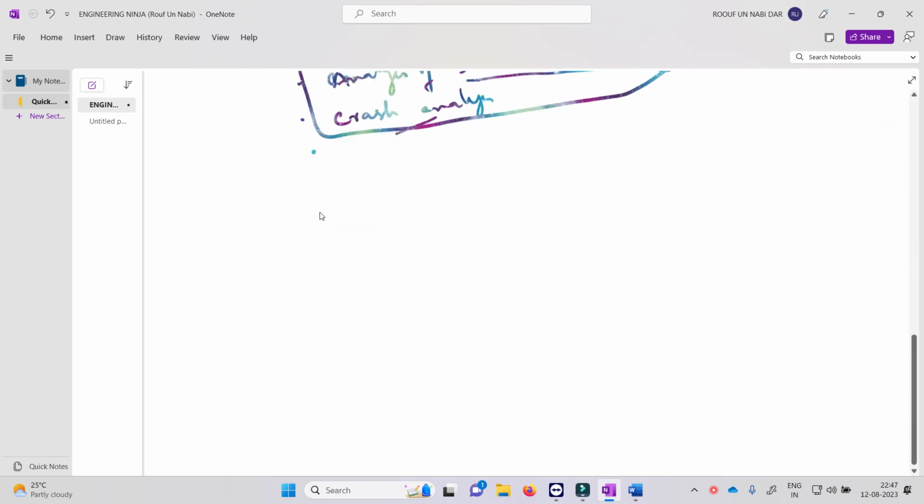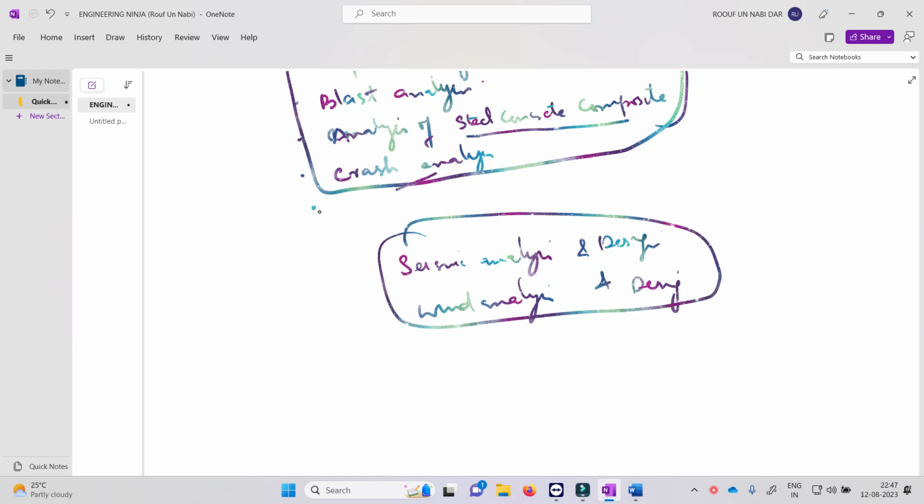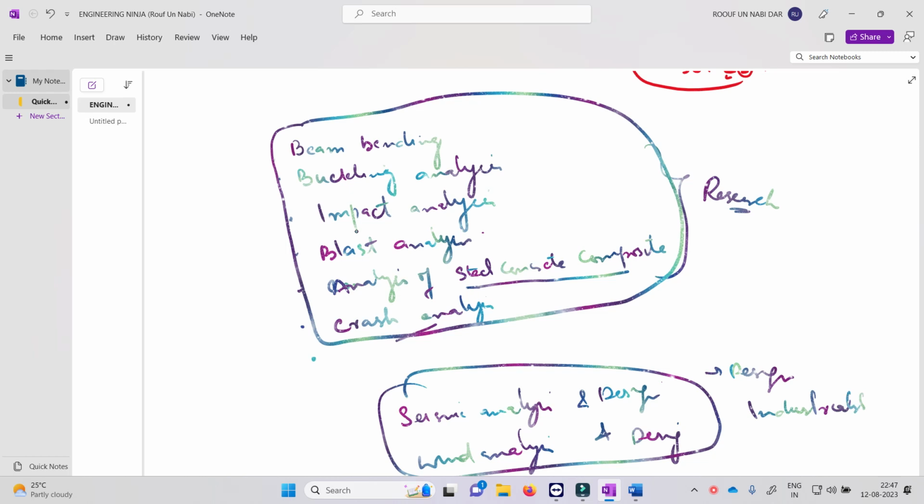In STAAD.Pro and ETABS, we'll be doing seismic analysis. We'll be doing wind analysis and design, of course. Right. So this is more design oriented for industry people, industrialists.